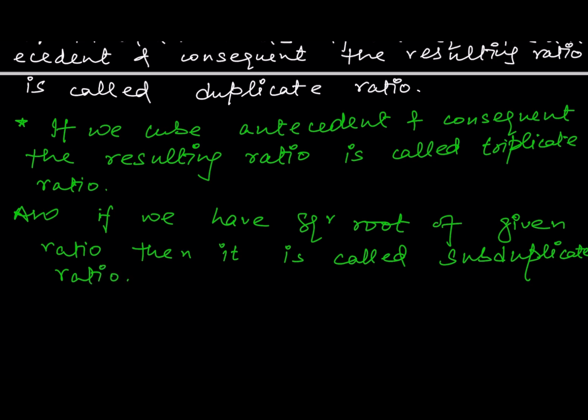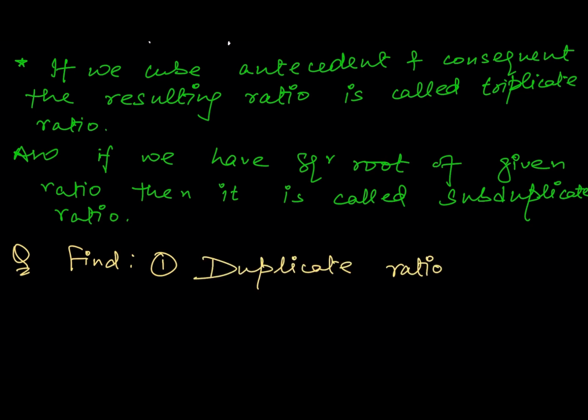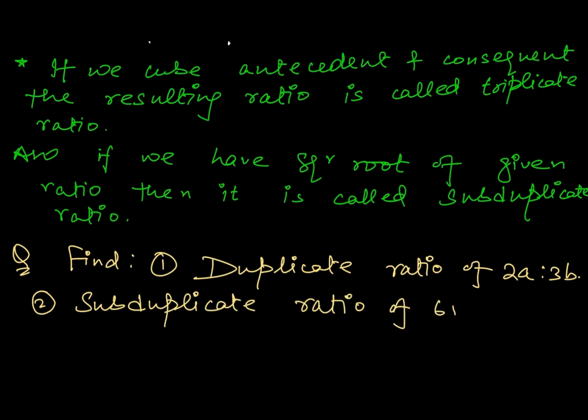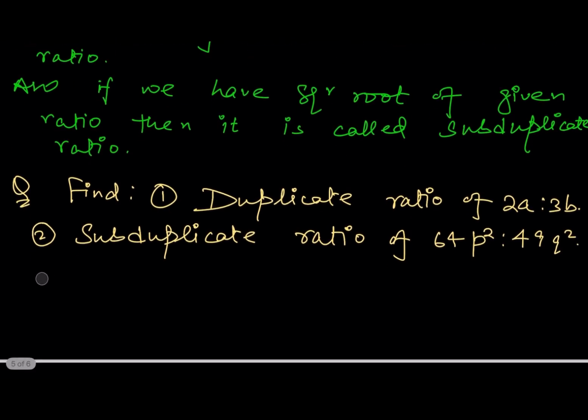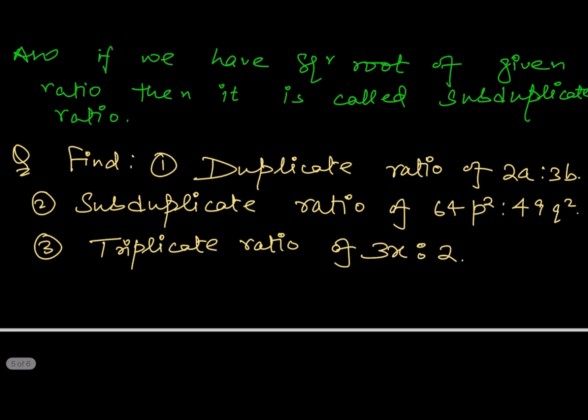Okay, so let us take a question. Question is, find first, duplicate ratio of 2a is to 3b. Second, subduplicate ratio of 64p square is to 49q square. And third, triplicate ratio of 3x is to 2. Right, so we have to find these ratios.